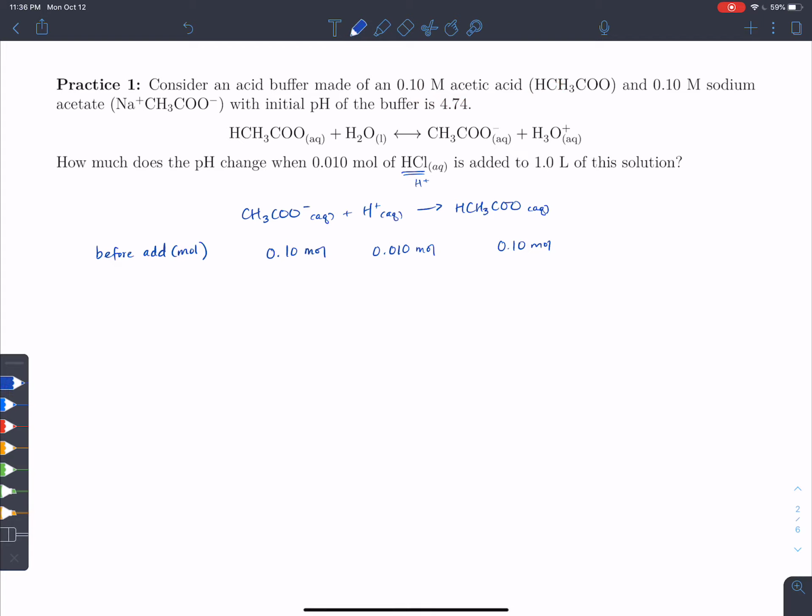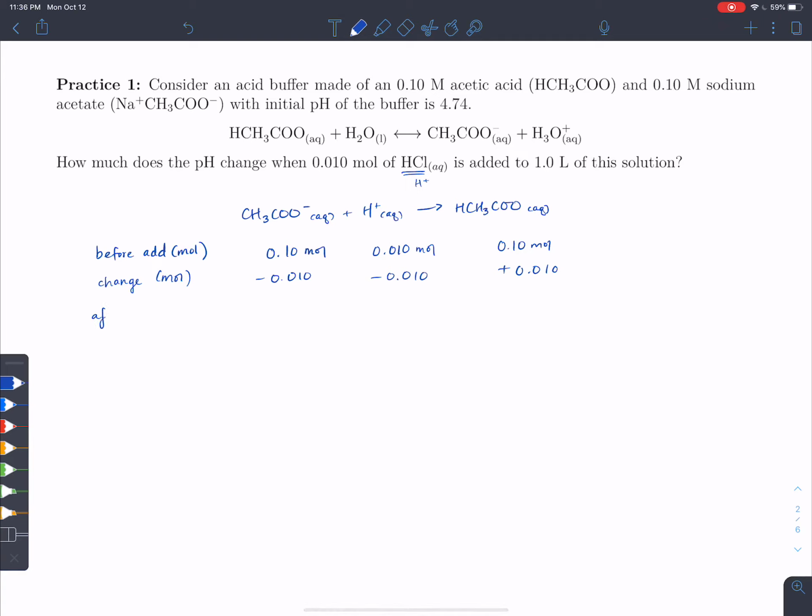So now we want to know what kind of change occurred between our moles. If this is how many moles of our acid were added, it's going to change the amount of acetate that we had by minus 0.010, and that means we're going to lose the amount of hydrogen ions we had, and we're going to end up getting acetic acid by that same molar amount.